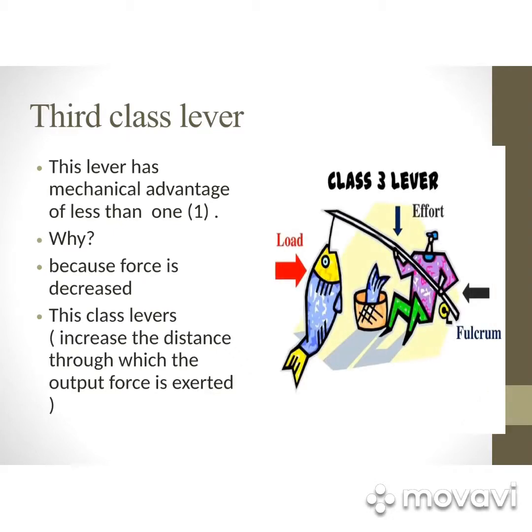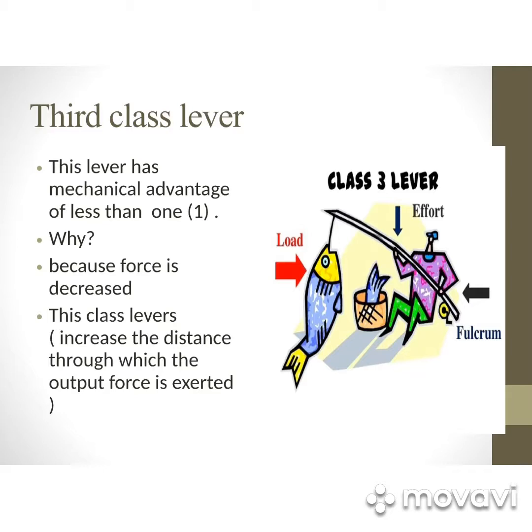Okay, it is very important to talk about the mechanical advantage of the third class levers. The third class lever has a mechanical advantage less than 1. Why? Because the force is decreased. On the other hand, this class of lever increases the distance through which the output force is exerted. So it's very important to remember: it decreases the force but increases the distance.